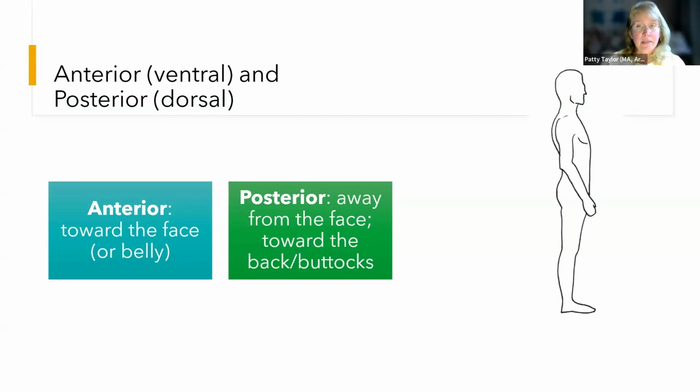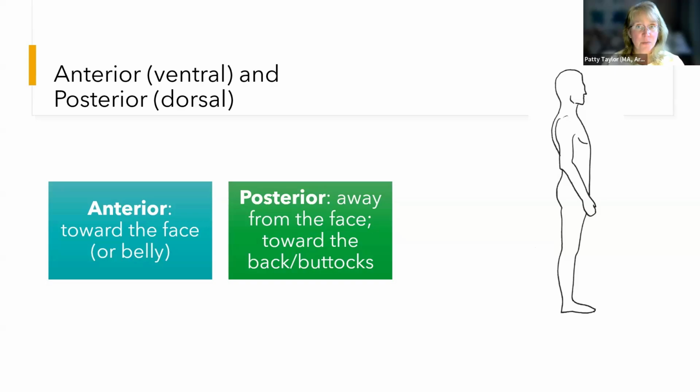Let's talk about anterior and posterior. Anterior is the face or belly side of the human body. Keep in mind, we are thinking in anatomical position. The posterior side, or dorsal side, is the back or the butt region of the body.